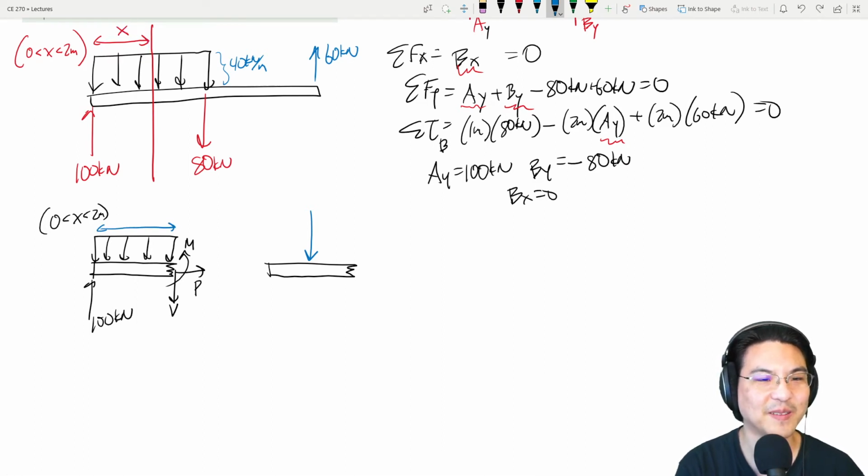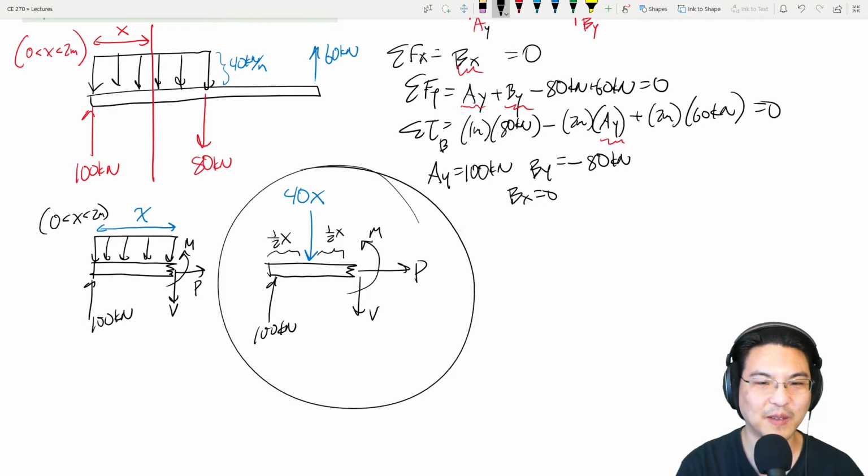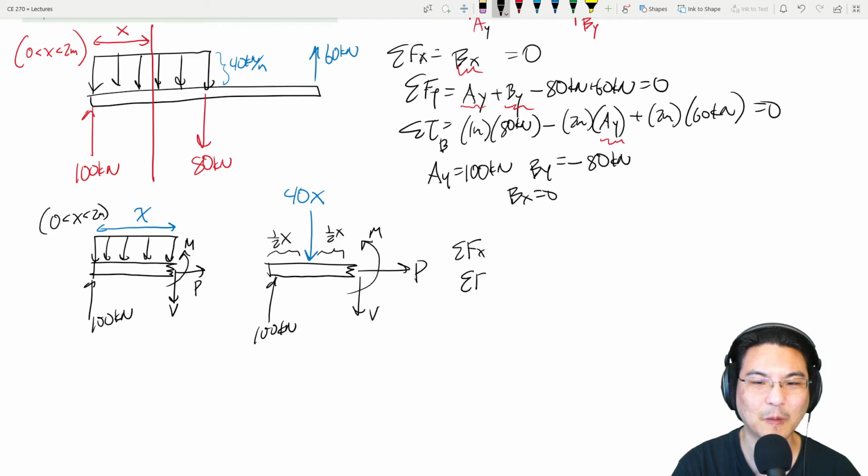X, right? I cut it at some arbitrary X. And then here to here is 40. So this is 40X. Right? It just depends where we cut it. And where is that? Here to here is 1/2 of X. Okay, so there we go. Now we can write equations to solve for this.